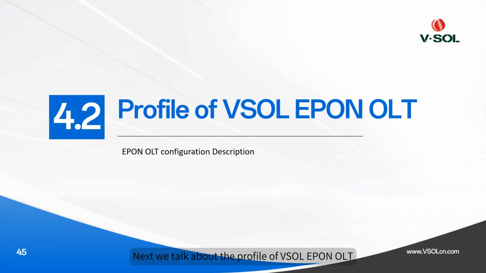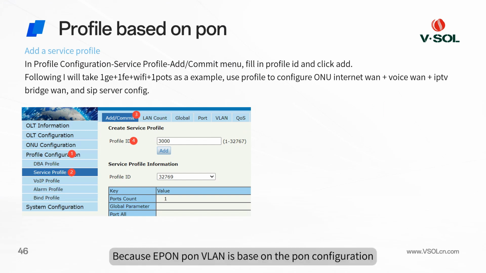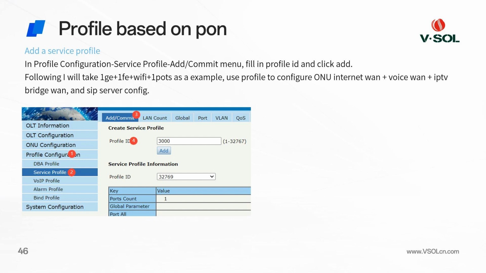Next, we talk about the profile of the VSOL EPON OLT. Because EPON uses a different protocol to manage the ONU, EPON is configured in a different way, and the profile configuration has some differences. Because the EPON PON VLAN is based on the PON configuration, if you use SFU, you only need to configure the LAN VLAN. If you use HGU, you only need to configure the WAN VLAN and WAN settings. Here we use HGU as an example.